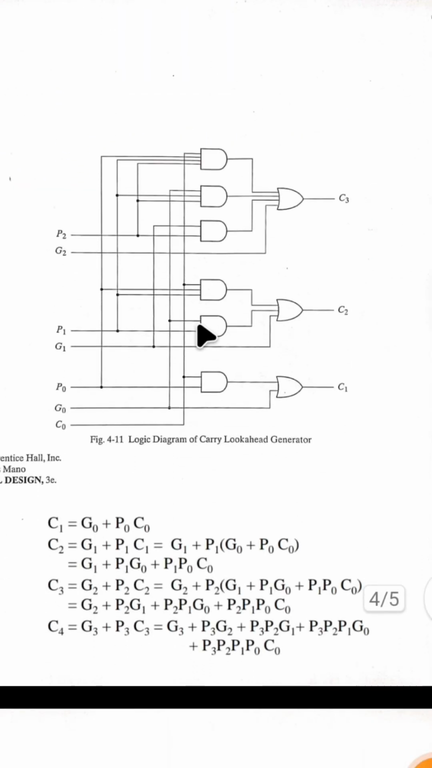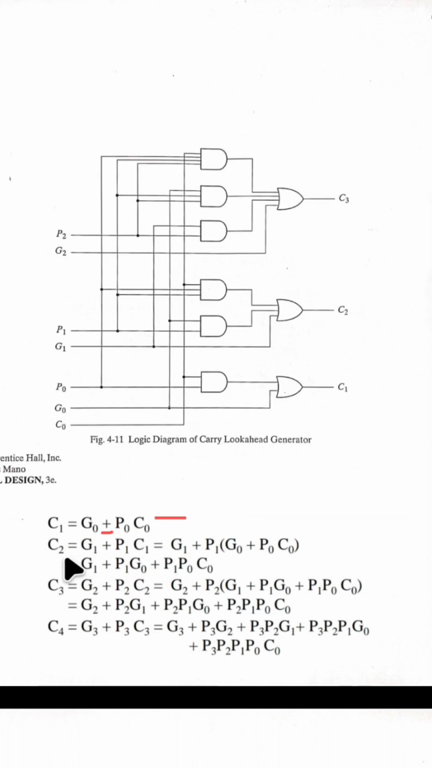I have drawn the same equation here. Whatever equation I have derived there, I have brought the same here. So C1 is equal to G0 plus P0 C0. Look here, C0 is directly going, P0 and C0 I am going to give to an AND gate, and those two are added.